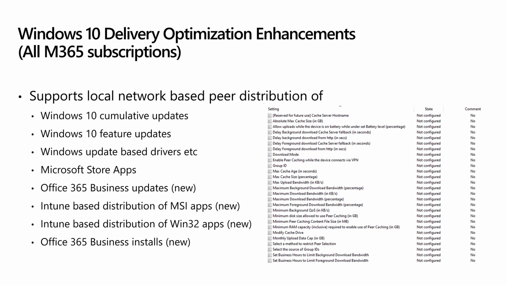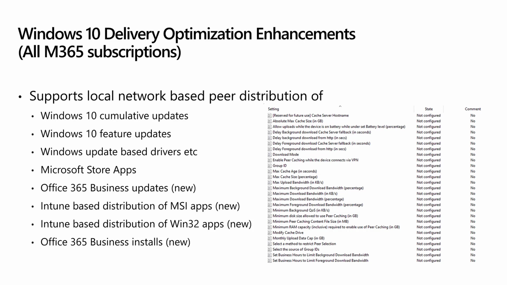But before we jump into any specifics, let's just work through the list on the left of what it will do peer distribution of at this point in time. So your Windows 10 cumulative updates, your feature updates, I forgot to put in things like your Defender updates, any driver updates that go out through Windows Update, your Microsoft Store apps. So they're things that it's been doing for a while. So no real surprises there.